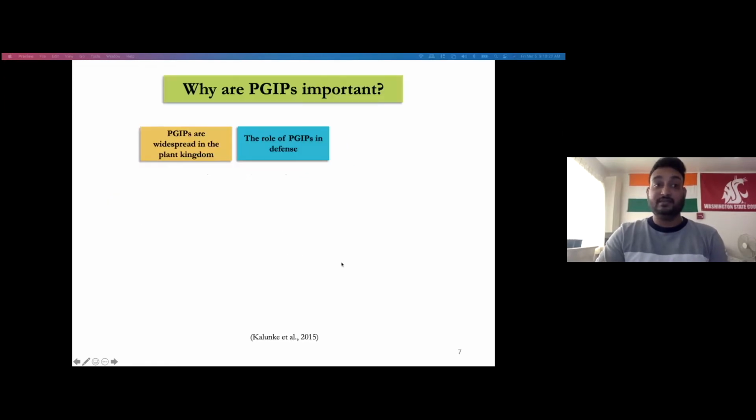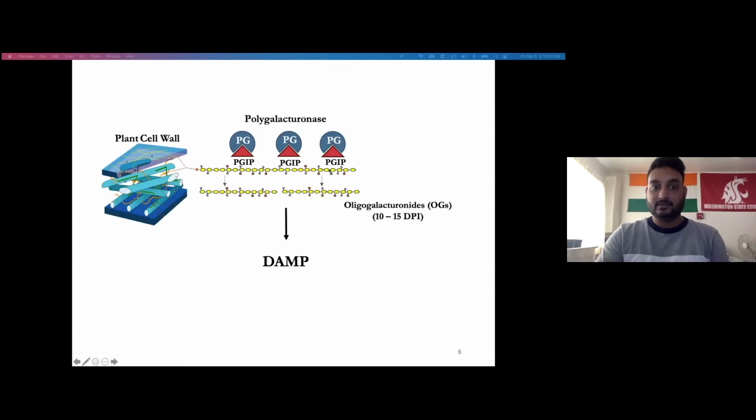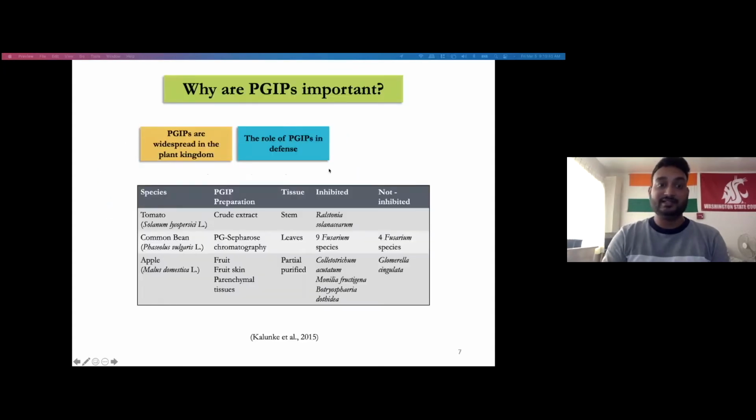Why are PGIPs so important? Because they are present in all known plant species. Till today, there is no report of any plant species or mutant which lacks PGIP. They have a role in plant defense. There are many examples where PGIPs have been used to confer tolerance to many diseases. Like here, you can see an example where PGIP extracted from tomato stem inhibited Sclerotinia, and there are numerous examples like that.